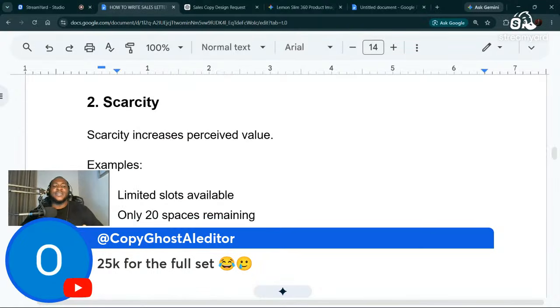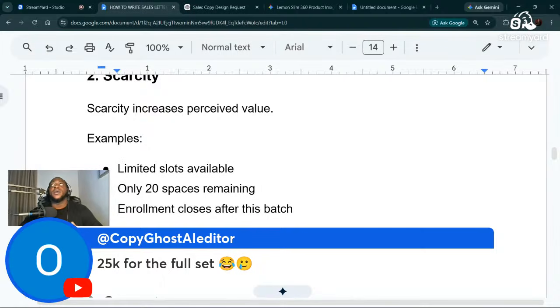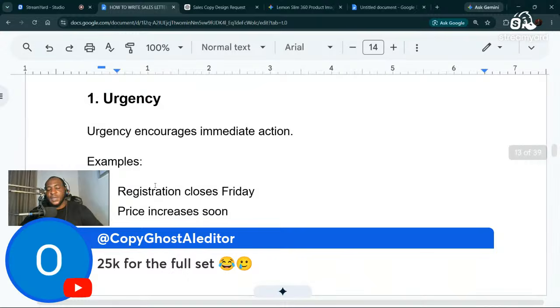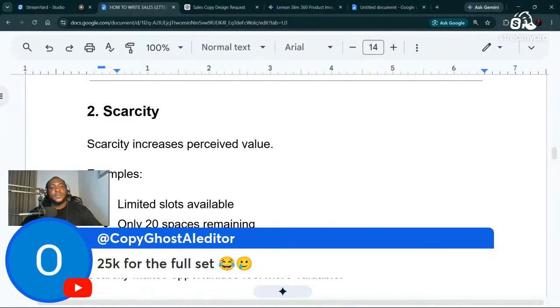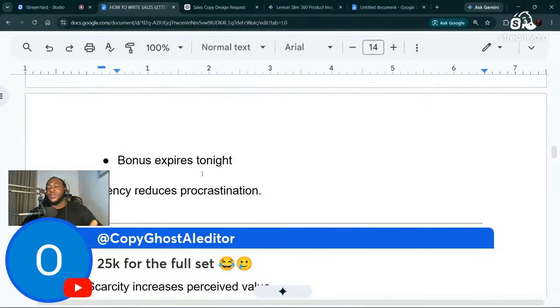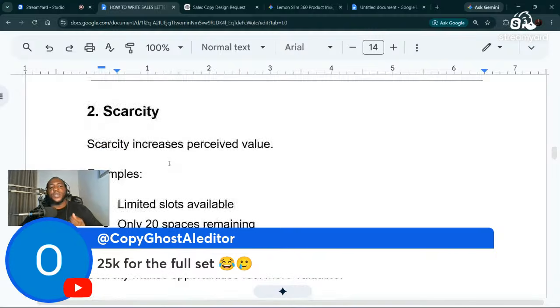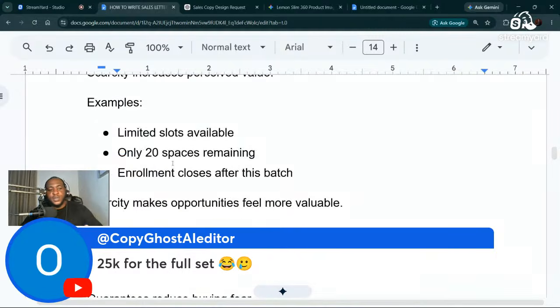Another thing is scarcity. Urgency has to do with timing. Scarcity has to do with the commodity, that means it is limited. Only 20, okay, that is scarcity. Urgency has to do with timing, while scarcity has to do with the availability of the commodity.